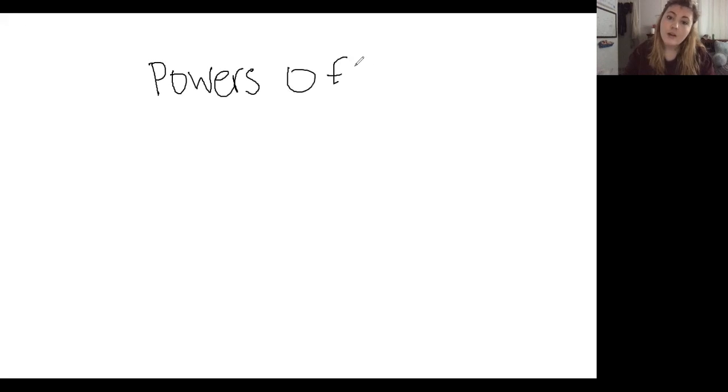So today we're going to be talking about powers of 10, and the easiest way for me to talk about powers of 10 and what it is is to show you examples. So I'm going to go ahead and share my screen with you, and we're going to be looking at powers of 10.